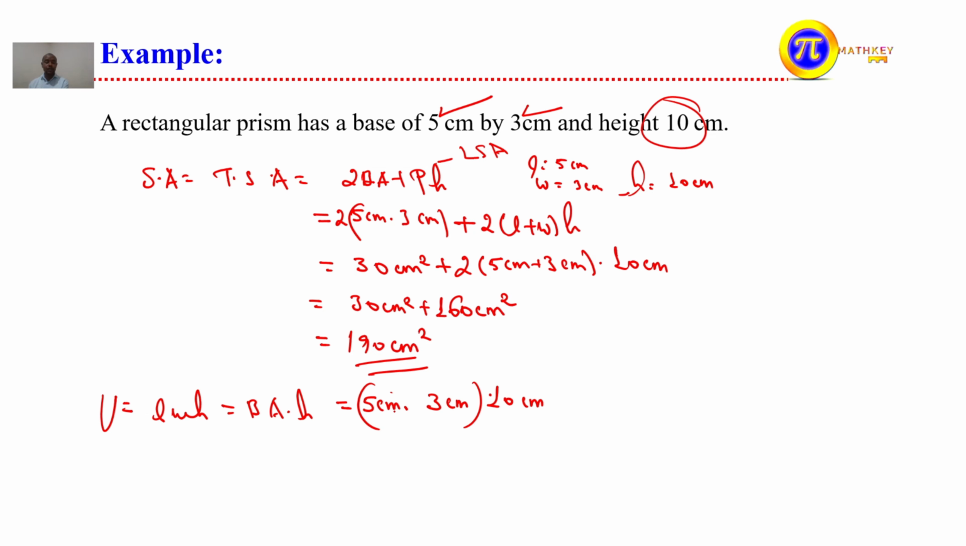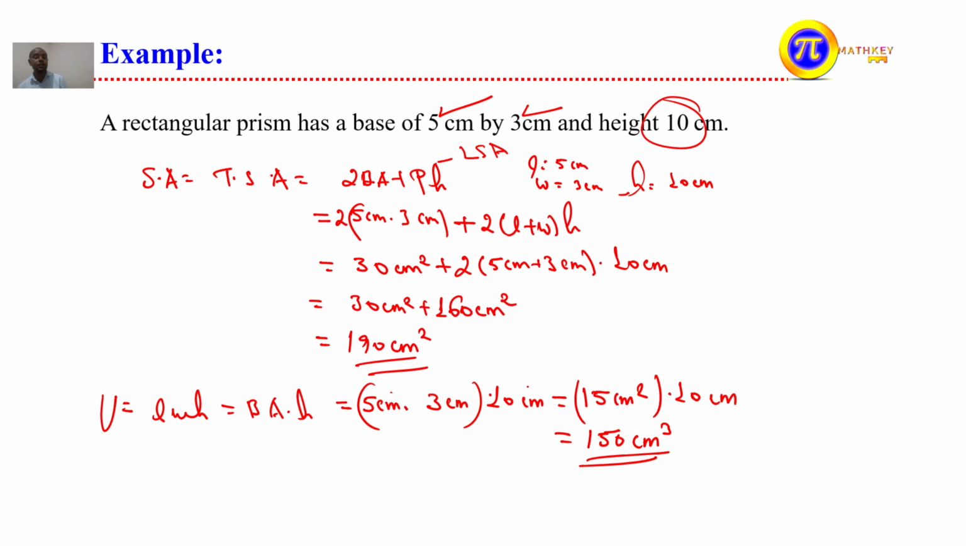5 centimeter times 3 centimeter is 15 centimeter square. Then times this 10 centimeter, which is equal to 150 cubic centimeter. Here is the volume of this rectangular figure.